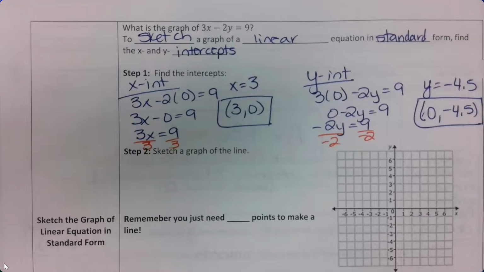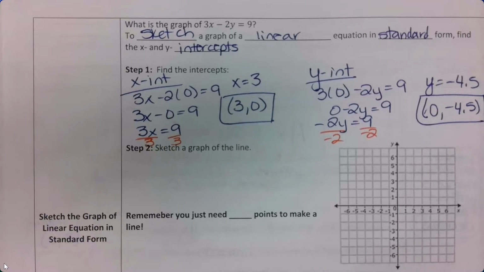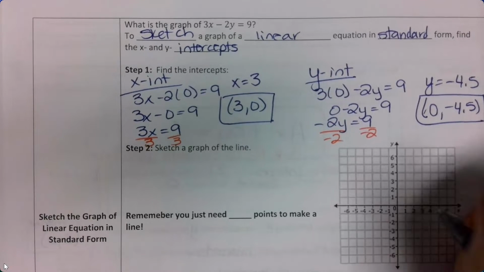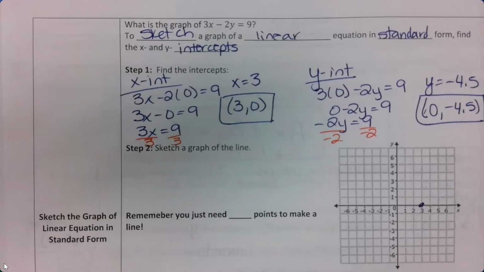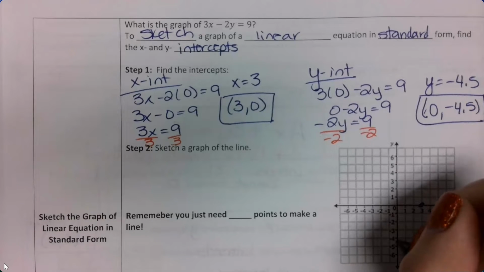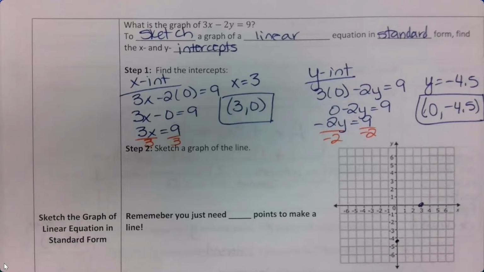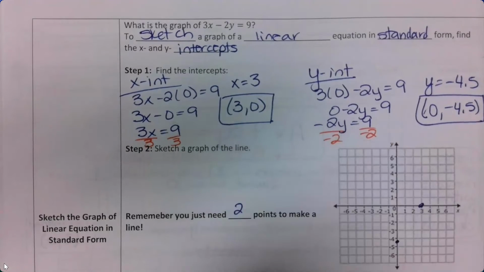Okay. So I want to go ahead and plot my points. So 3, 0 is going right 3 and not going up. And then I have 0, negative 4.5. So how many points do I need to make a line? 2. So what should I do now? Make my line.